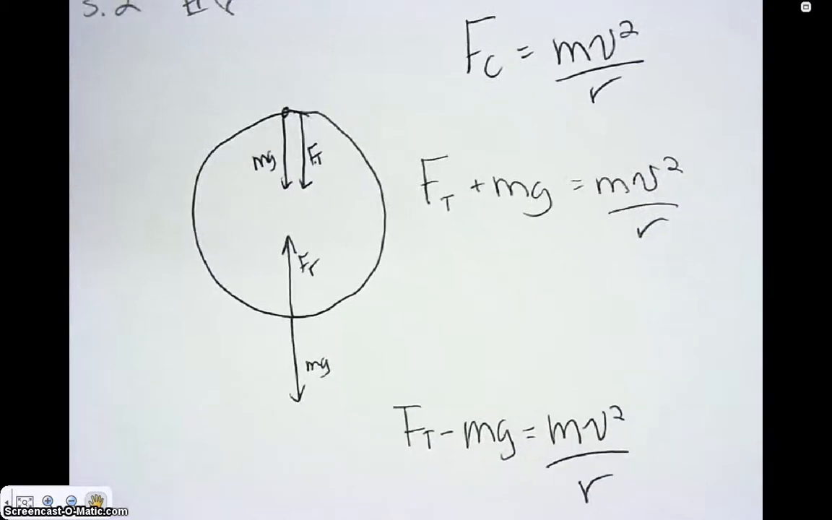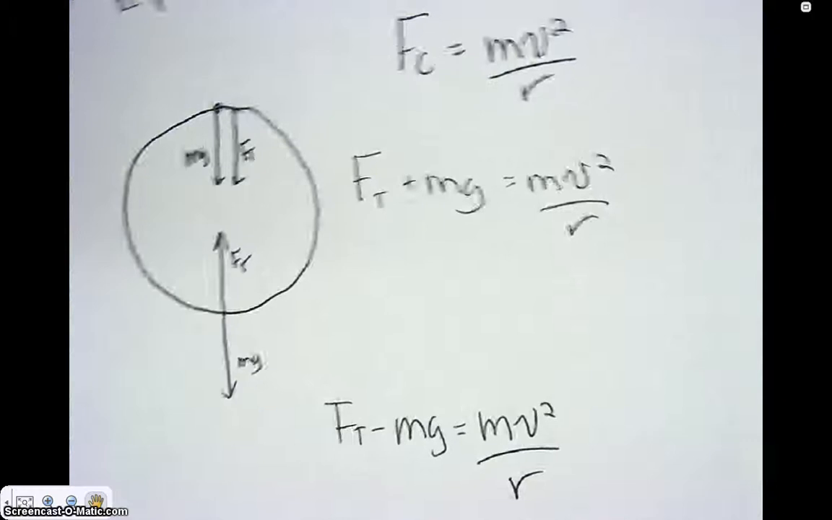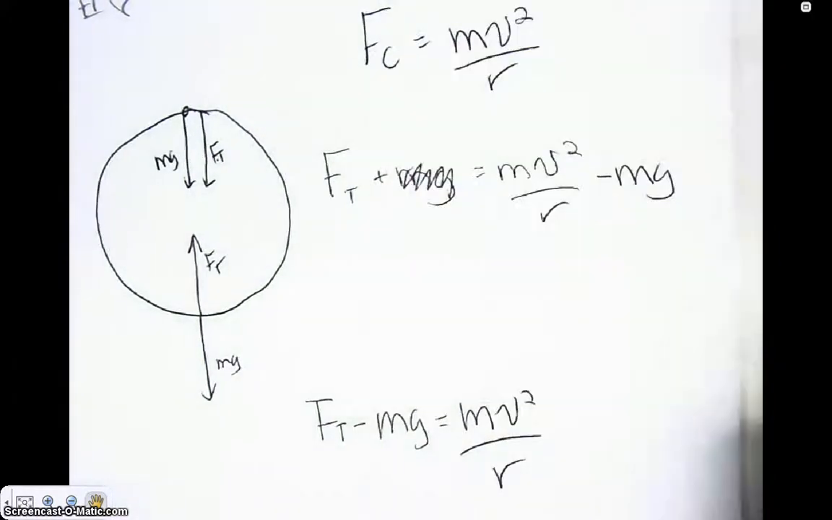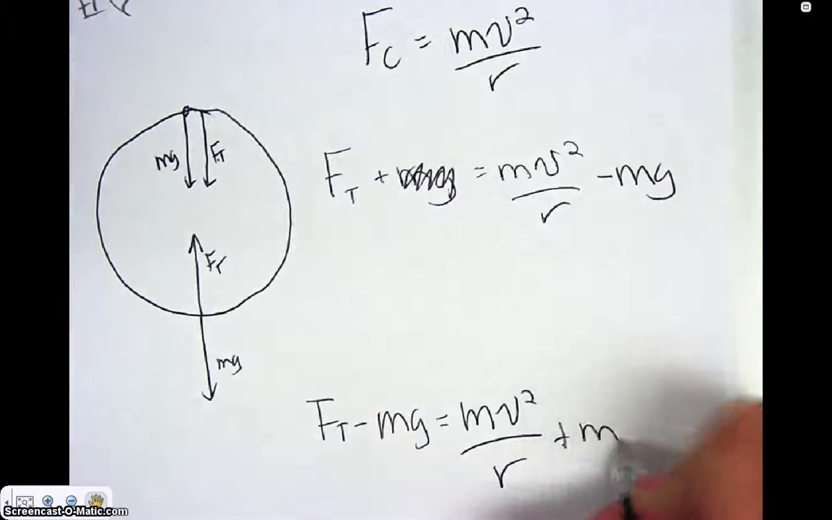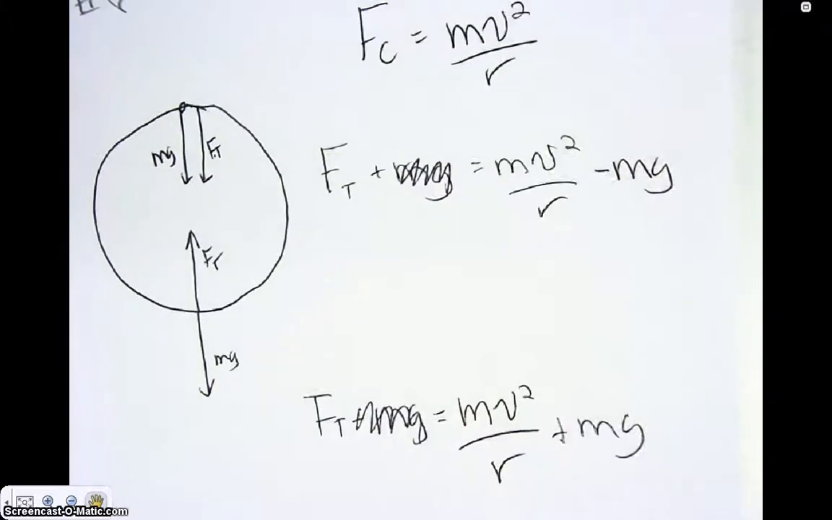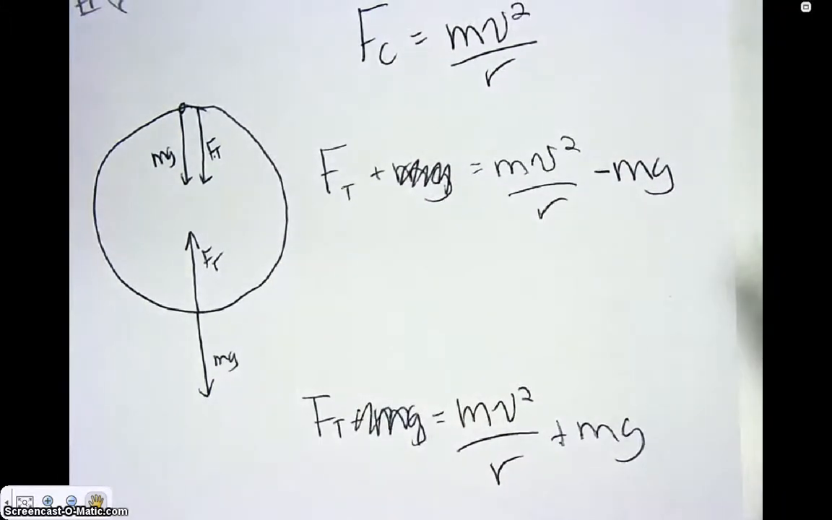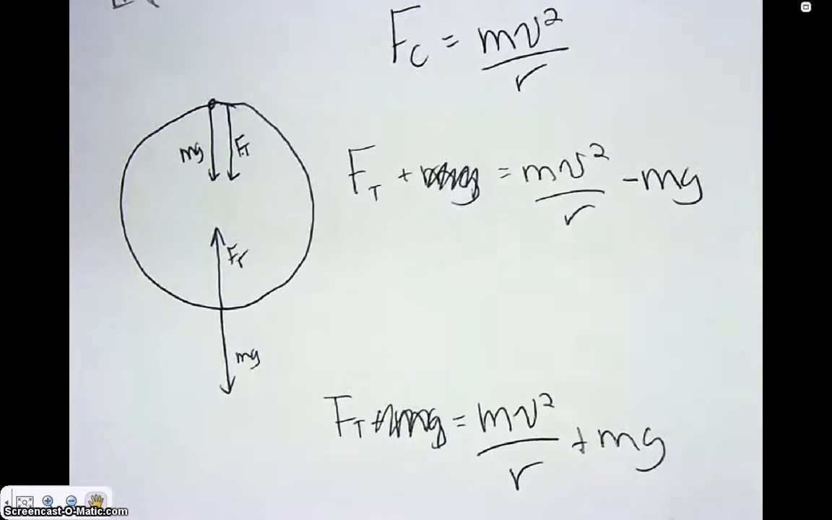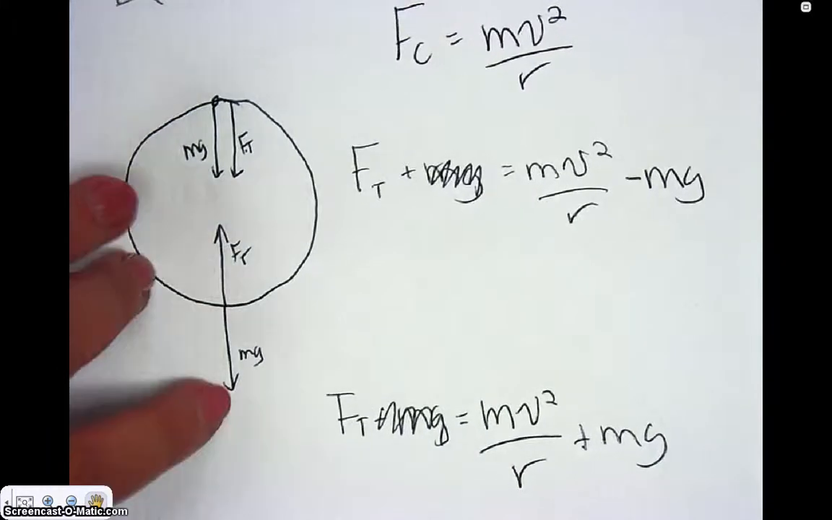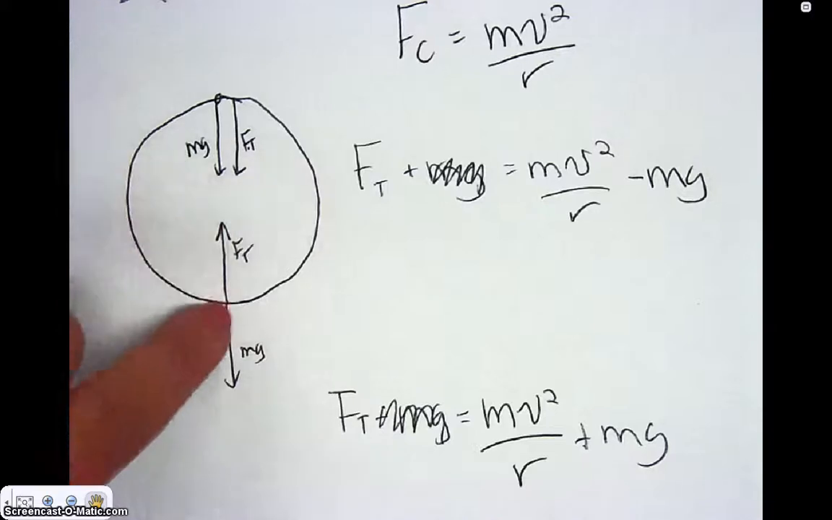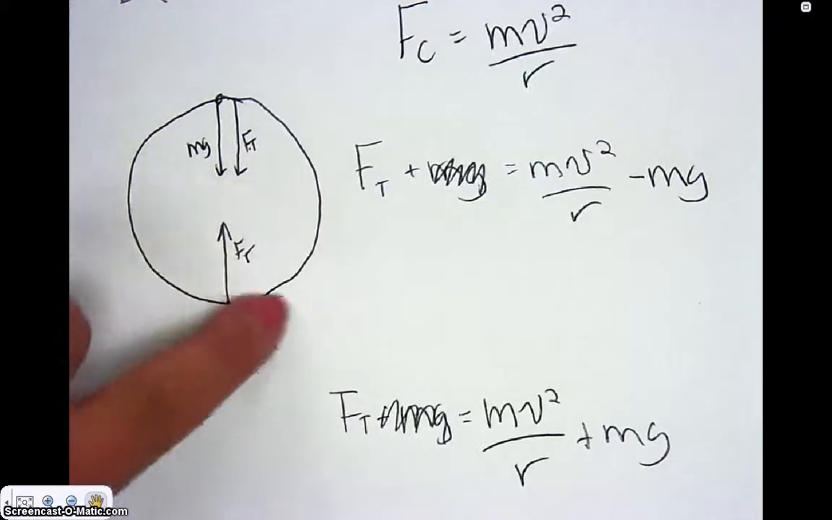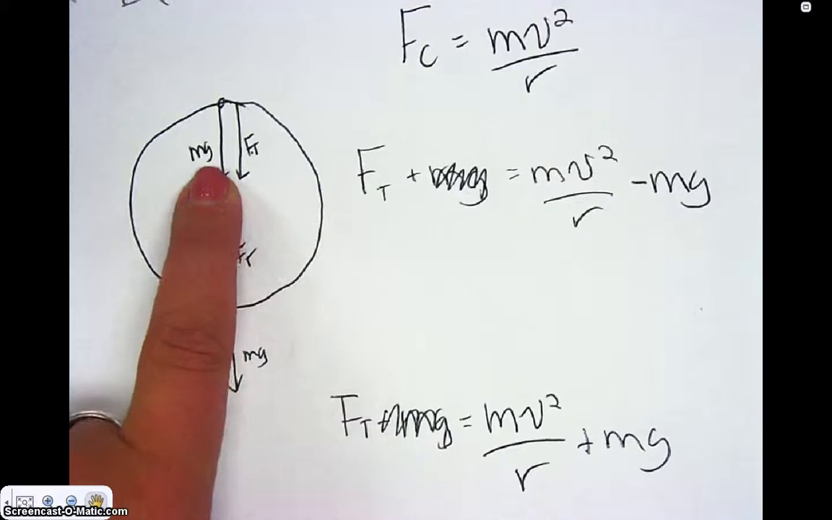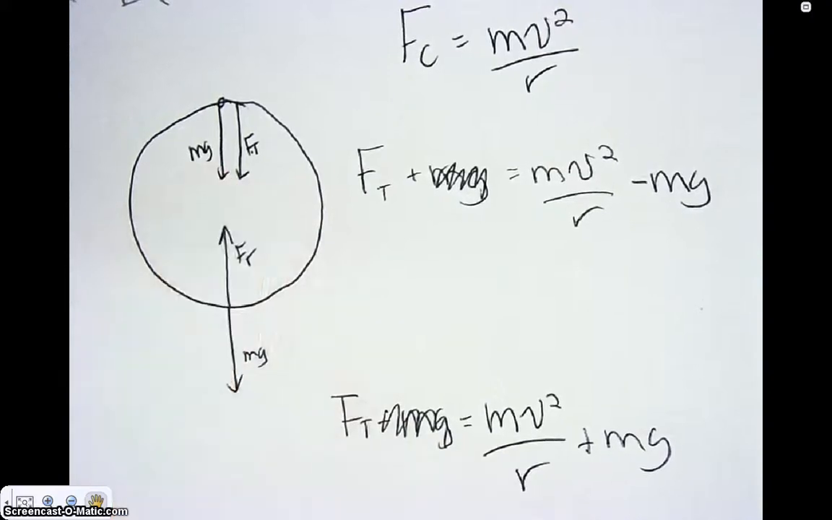Now I want to solve for tension. It's asking me to solve for tension, so I'm going to subtract mg here, and then add it over here. So we can see from that we're going to have a smaller tension up here than we do down here, which makes sense because here tension is having to overcome gravity in order to maintain the net force in this direction and maintain the velocity, whereas here tension gets to work with gravity in order to spin this object.